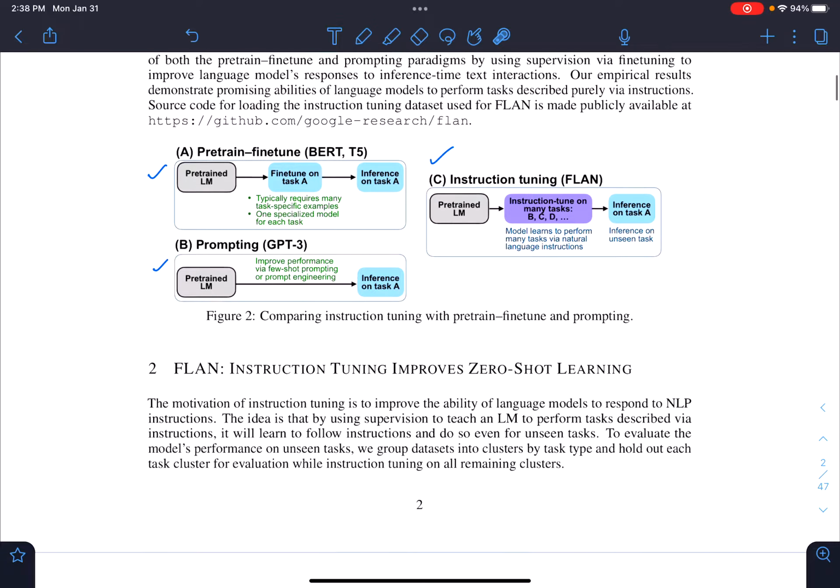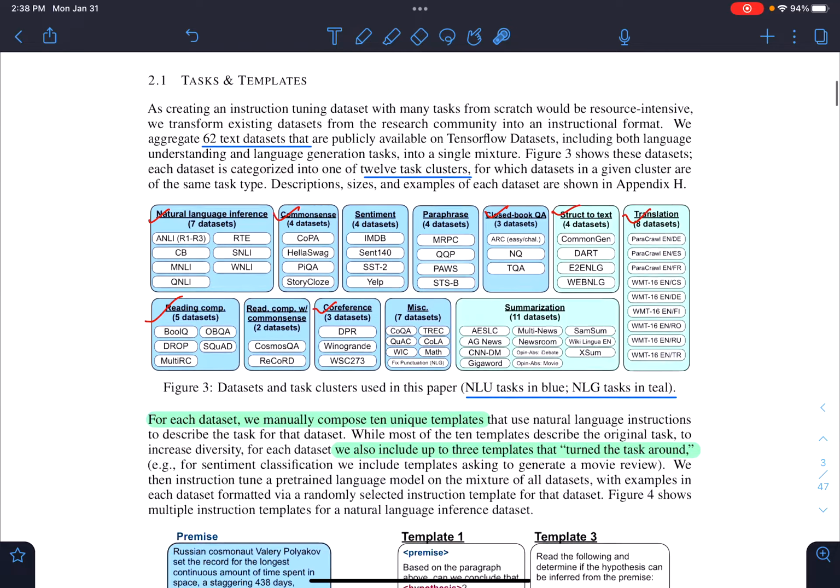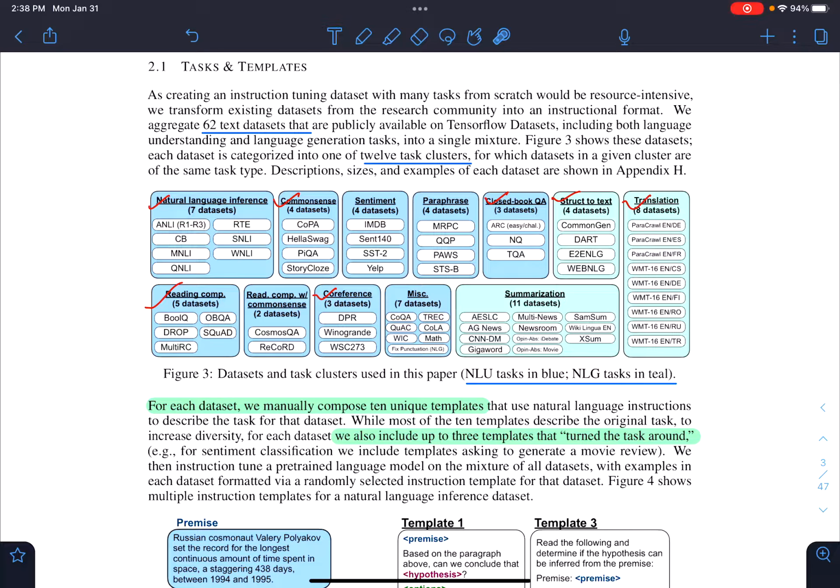So let's talk about the different datasets, then the model which is used as the pre-trained language model, and then the result. For the datasets, they have 62 text datasets divided into 12 clusters. The ones which have this red tick, those are the clusters which are used for evaluation and the rest of them for fine-tuning.